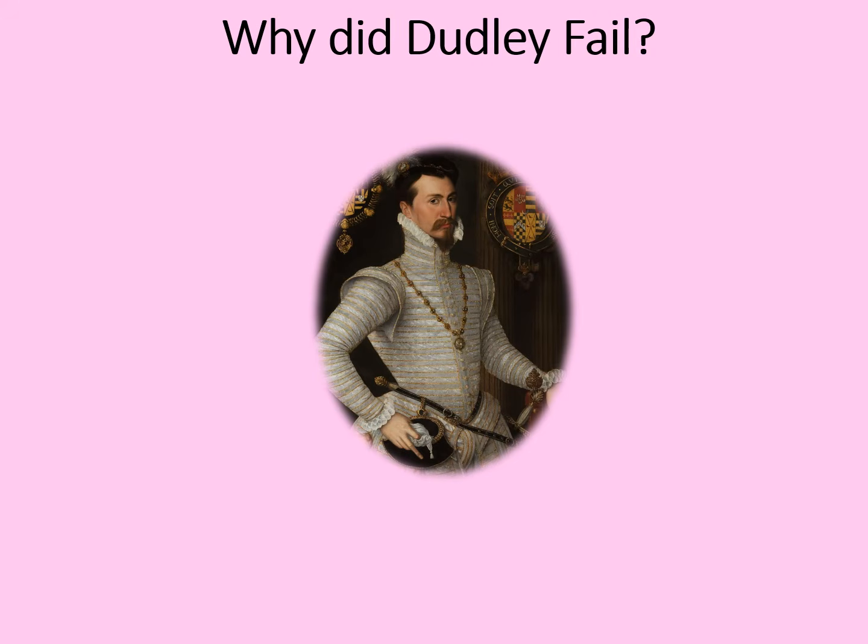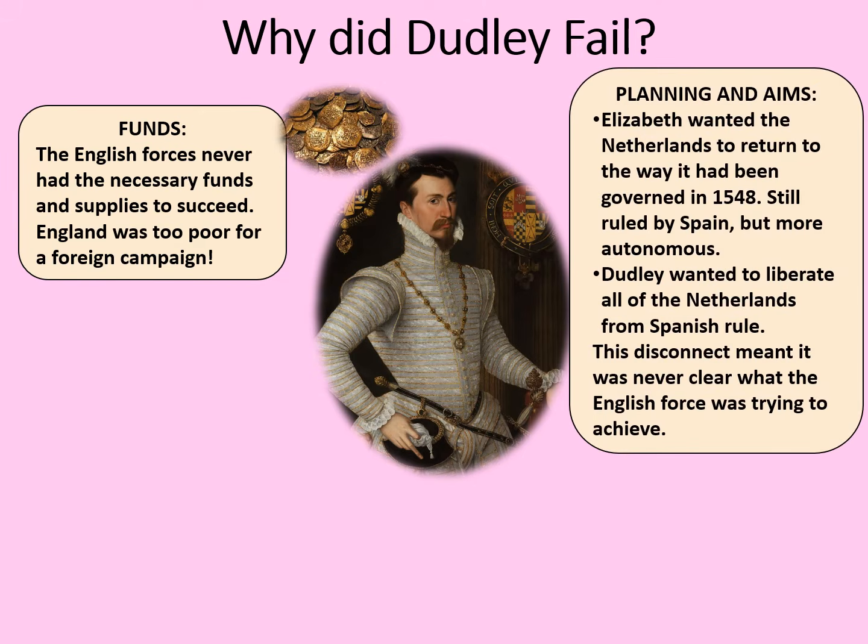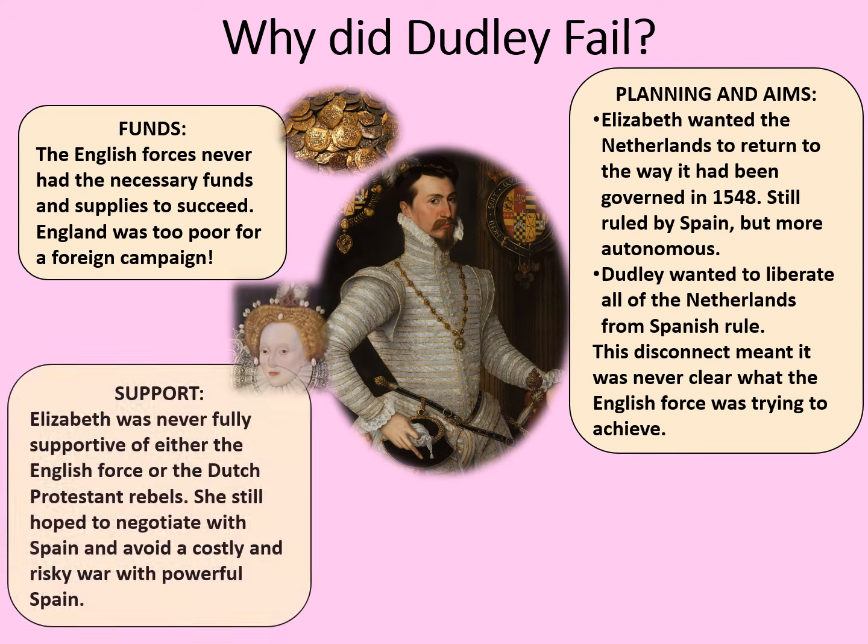Let's break down the reasons why Dudley failed. Firstly, funds. The English forces never had the necessary funds and supplies to succeed. England was too poor for a foreign campaign. Planning and aims. Elizabeth wanted the Netherlands to return to the way it had been governed in 1548, with a certain amount of autonomy from Spain, meaning that they could govern themselves a bit more. However, Dudley wanted to liberate all of the Netherlands from Spanish rule. This disconnect meant that it was never clear what the English force was trying to achieve in the Netherlands.